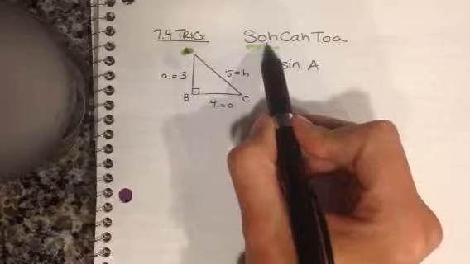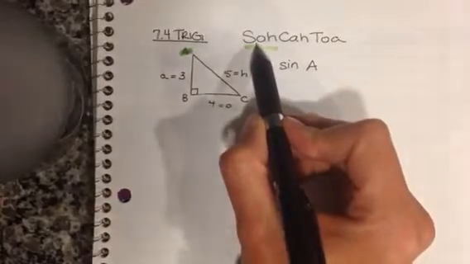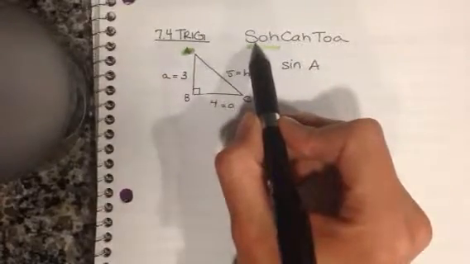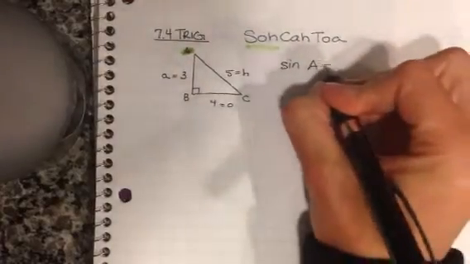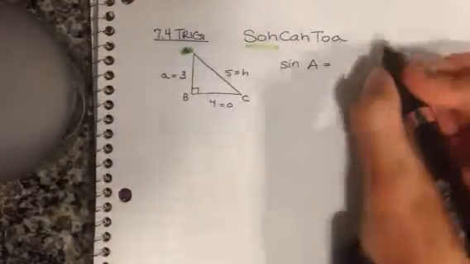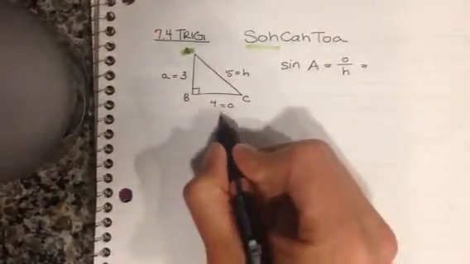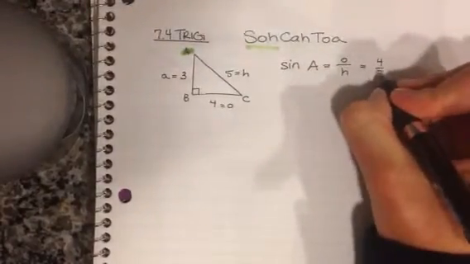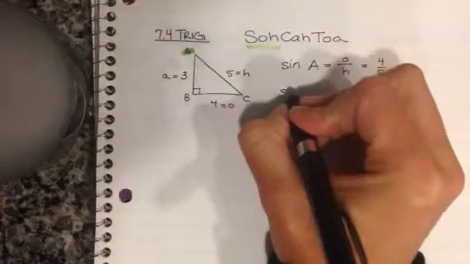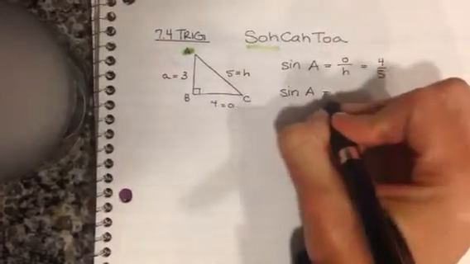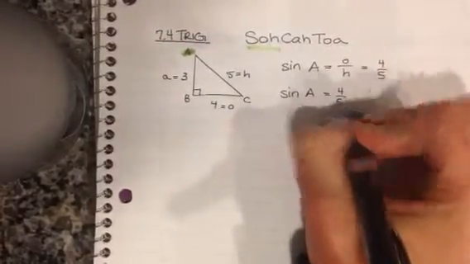So when I'm looking at the sine, this is going to be using the opposite over the hypotenuse. So the opposite is 4 over 5. So the sine of A equals 4/5.